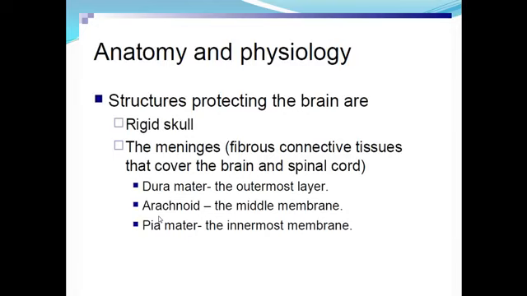Structures protecting the brain are a rigid skull and the meninges, fibrous connective tissues that cover the brain and spinal cord. It is composed of dura mater, arachnoid mater, and pia mater. The outermost layer is the dura mater, the innermost layer is the pia mater, and in between these is the arachnoid, the middle membrane.